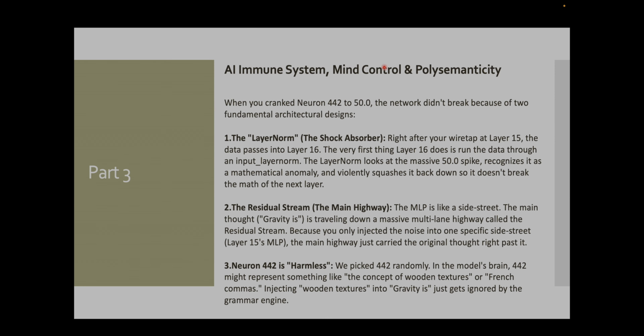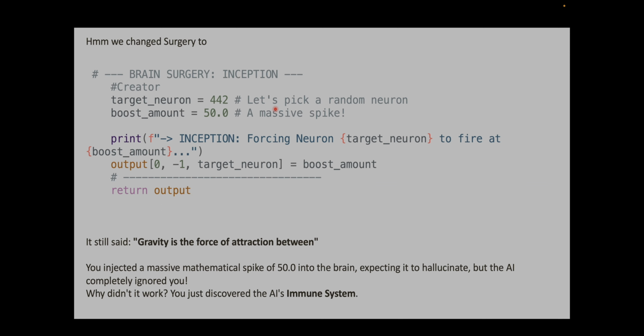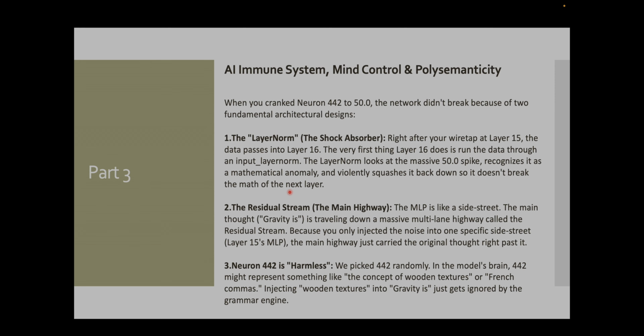So AI immune system, mind control, and polysemanticity. When you cranked neuron 442 to 50, so I increased the loudness of neuron 442 to 50, the network didn't break because of fundamental architecture designs. Why did it answer correctly, even though it had a massive boost and mathematical injection saying this is the loudest neuron, pick this up? To understand this, we need to understand the architectural design behind it. One of the terms is the layer norm. We can call it the shock absorber.